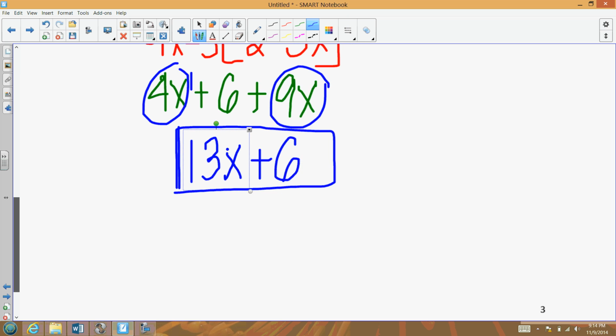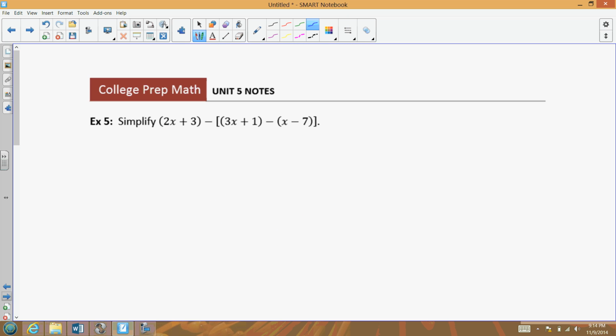So let's try a couple more. So this example here, again, we have different sets of parentheses, so we're working from the inside out. So I'm going to keep this 2x plus 3. I'm going to keep it, but I'm going to go ahead and drop the parentheses since there's nothing in front of it. So it's just going to be 2x plus 3. And I'm going to keep these big brackets for right now. And I'm going to worry about, let's reduce the stuff inside here. Let's take care of that.